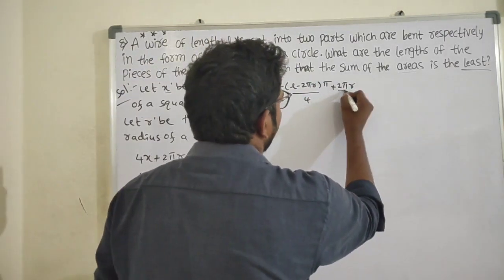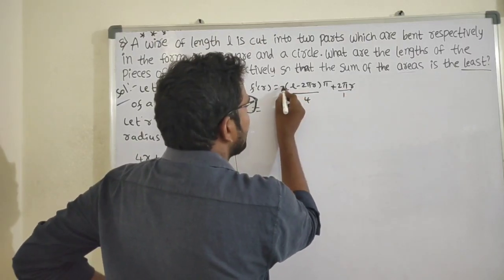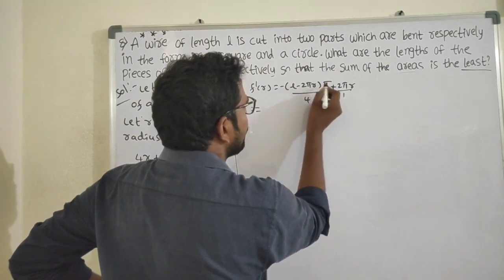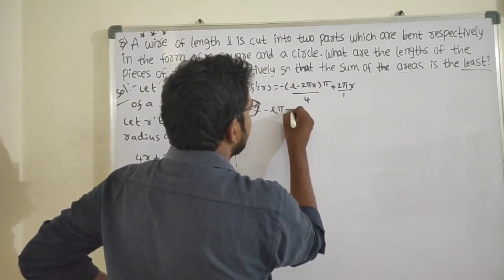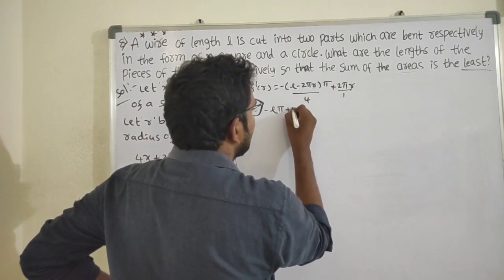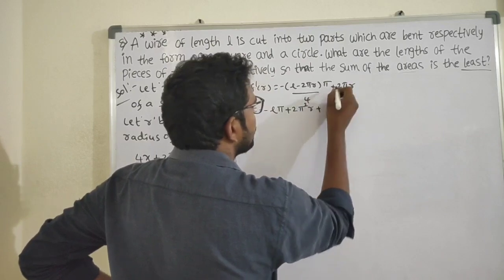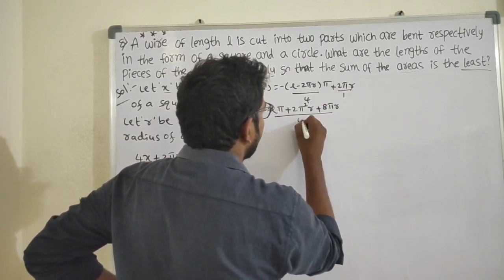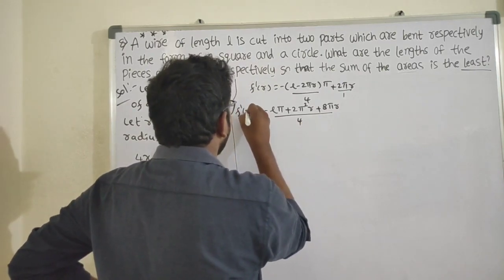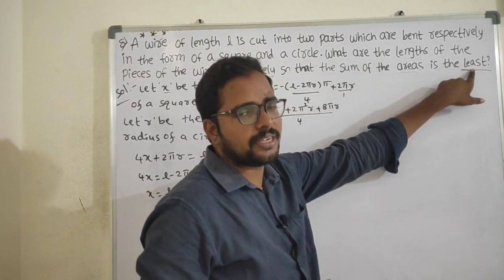Now take the LCM. LCM of 4 and 1 is 4 only. So minus into plus is minus: minus Lπ, minus into minus is plus 2π square r, plus 8πr, divided by 4. This is f dash of r. The question says the sum of the areas is the least, the minimum.